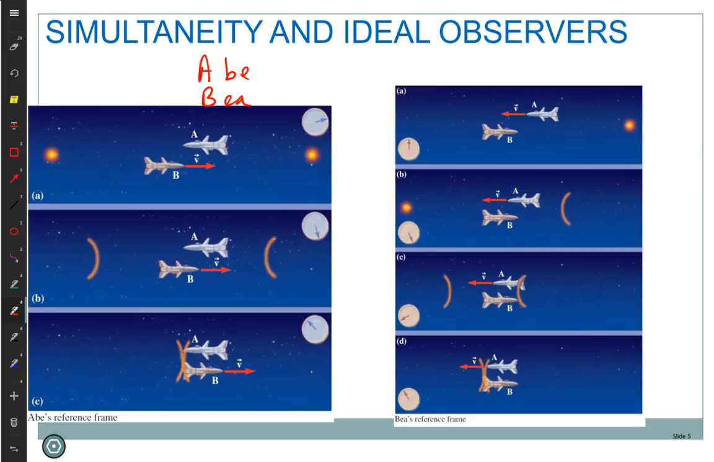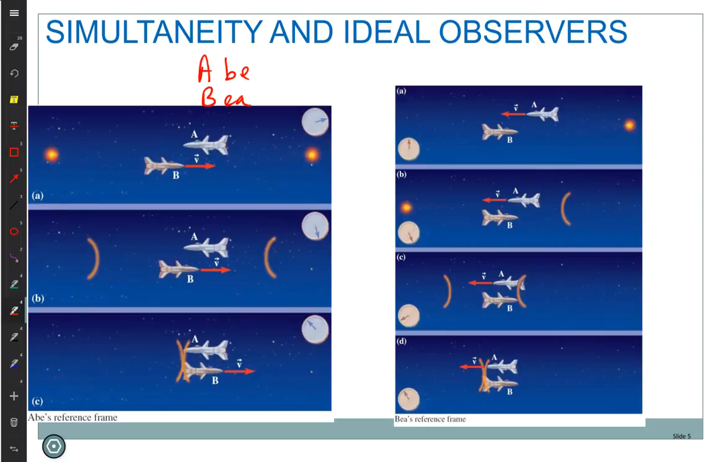When the 2 stars exploded, B wasn't next to him. B was approaching. But the light got to him at the same time B got there. So that's Abe's observation. He says, the 2 stars exploded at the same time because I had these 2 stars that were the same distance away, stationary with respect to me. The light got to me at the same time.